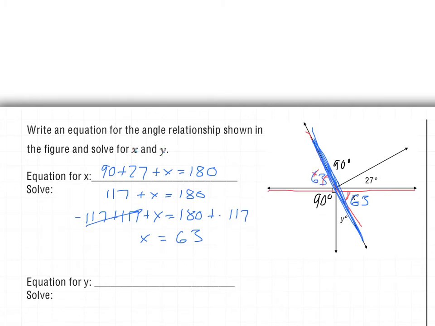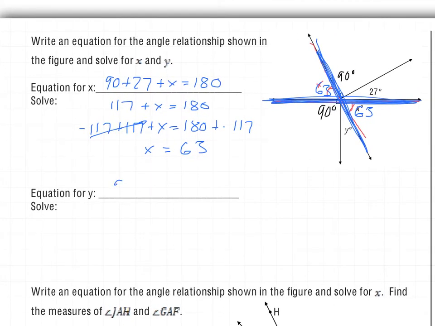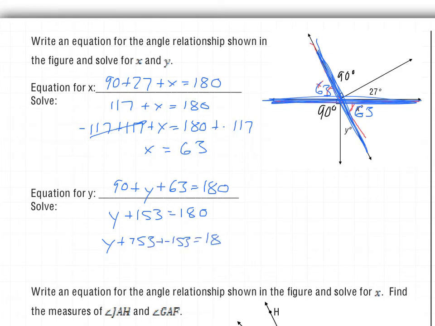Finding y. And sure enough I do, because I look at this and think, it would be really nice if I could use this straight line for y. So my equation for y, I can do 90 plus y plus 63 is equal to 180. y plus 153 is equal to 180. So y is equal to 27.